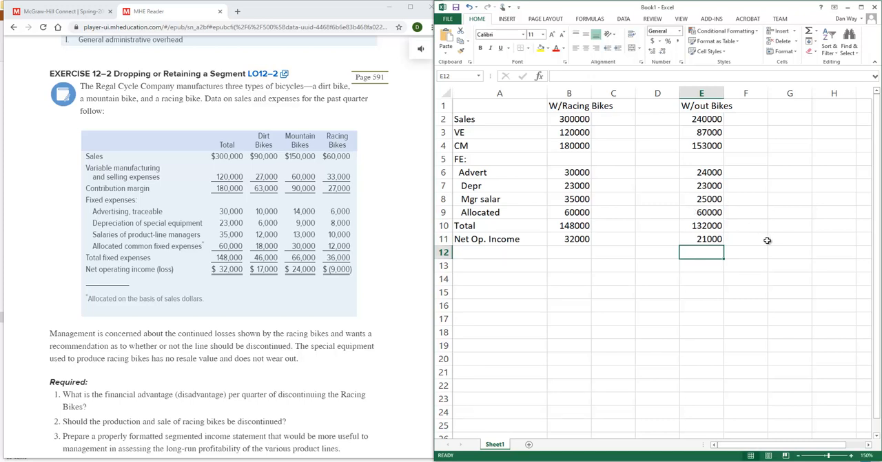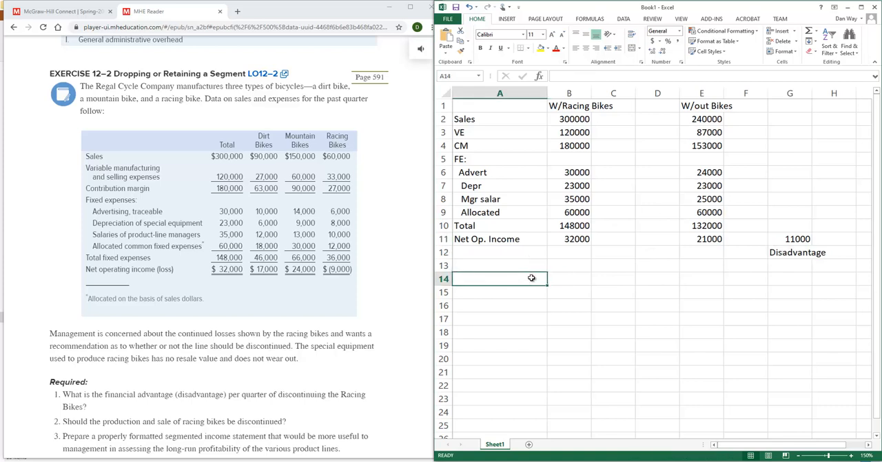So they said, what's the overall advantage or disadvantage? Well, then it's the $32,000 in net income with the racing bikes minus the $21,000 without, and that's $11,000 disadvantage. I don't care if you show that as a negative or a positive, as long as we're clear on what that means. If we drop the racing bike line, we're $11,000 worse off compared to when we keep it, despite the fact that it looks somewhat unprofitable on paper. And this is consistent with our study from Chapter 6, our segment reporting. We talked about some similar considerations for segment reporting.